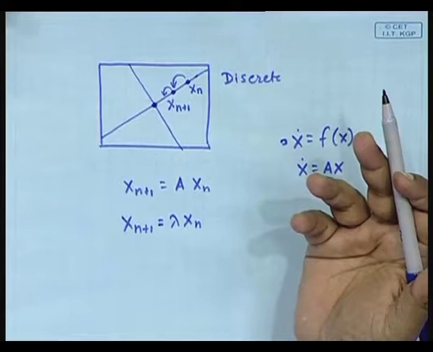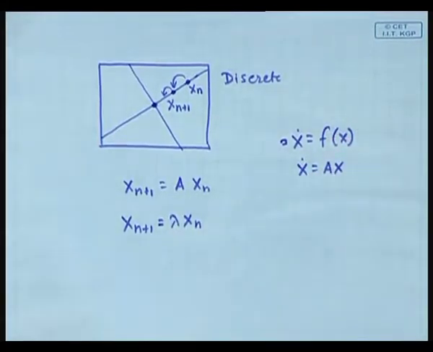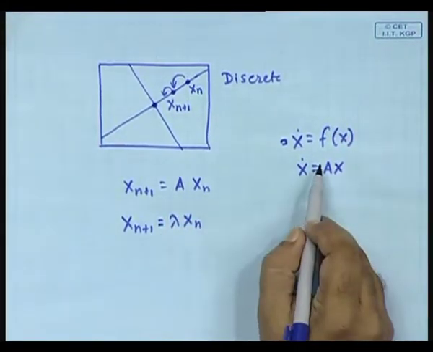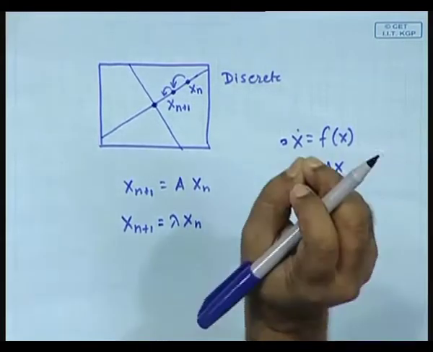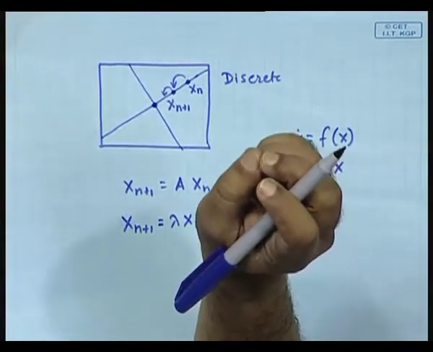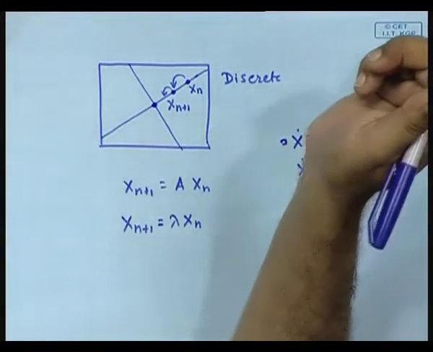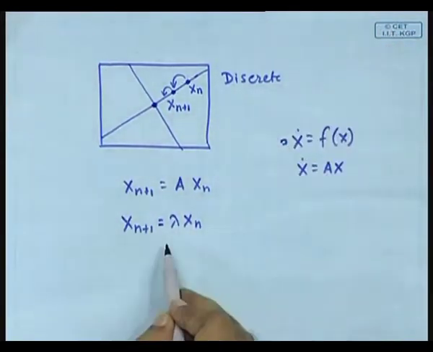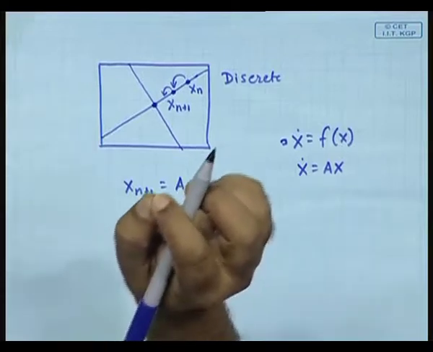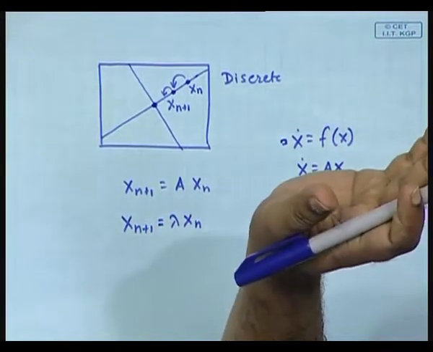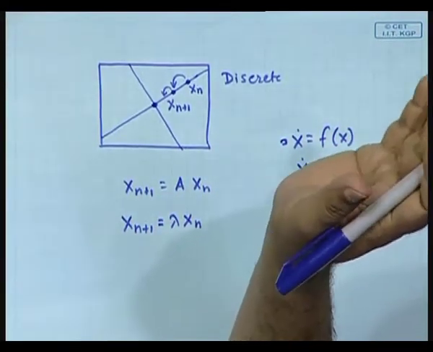Okay. Notice here an important difference with continuous time dynamical system. We had decided that the condition for stability is that the eigenvalue should be negative for continuous time dynamical system. Here the eigenvalue should be less than 1. Clear? What happens if it is negative?